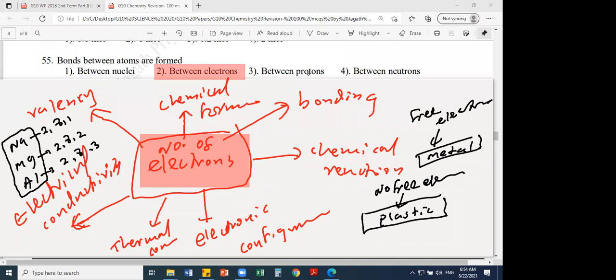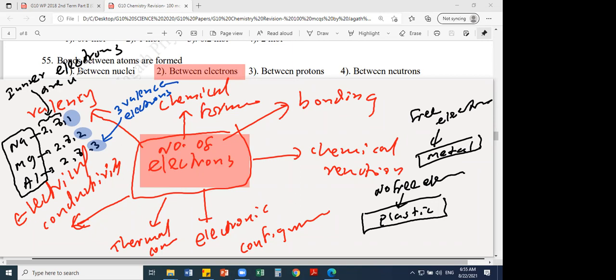Now, out of these three, which one has more valence electrons? Aluminium. Aluminium has 3 valence electrons. These valence electrons are important for electrical conductivity. Inner shells are useless. Inner shells cannot form bonds. These inner electrons cannot form bonds and cannot conduct electricity. Inner electrons are useless. I don't write that one.